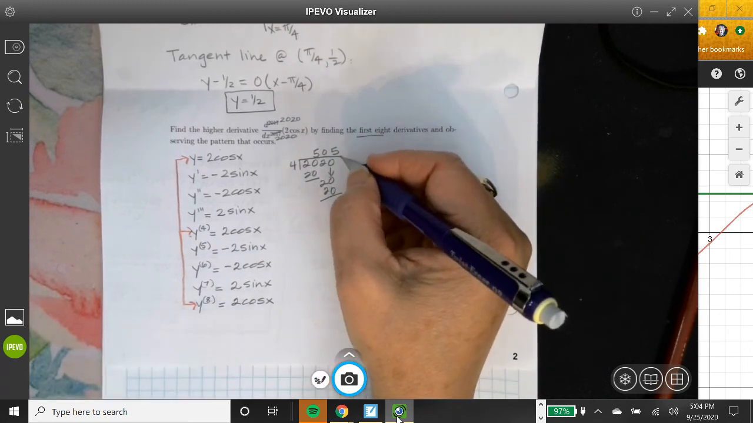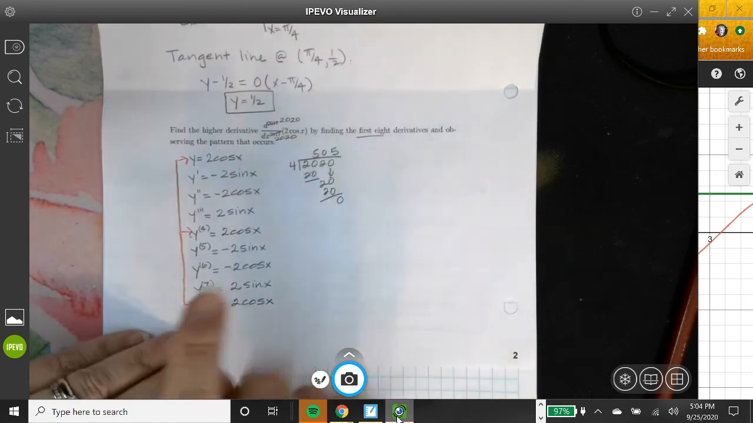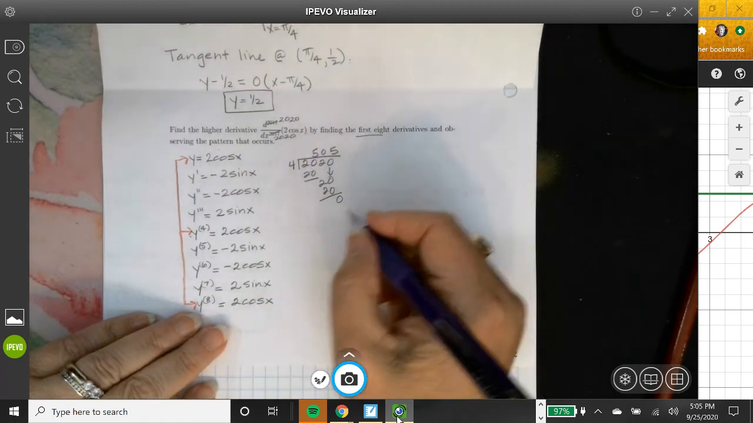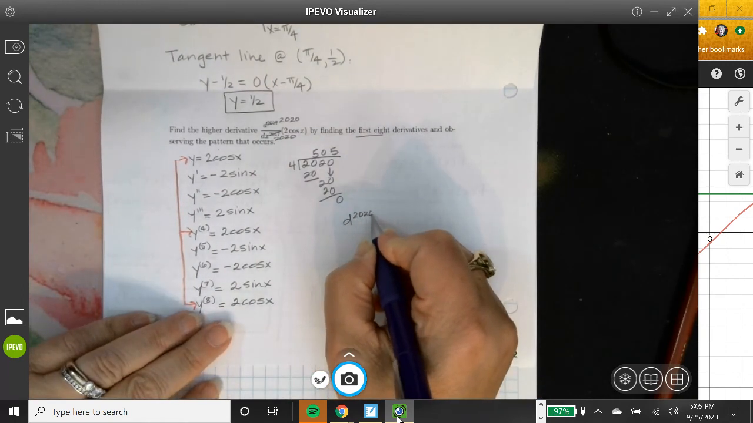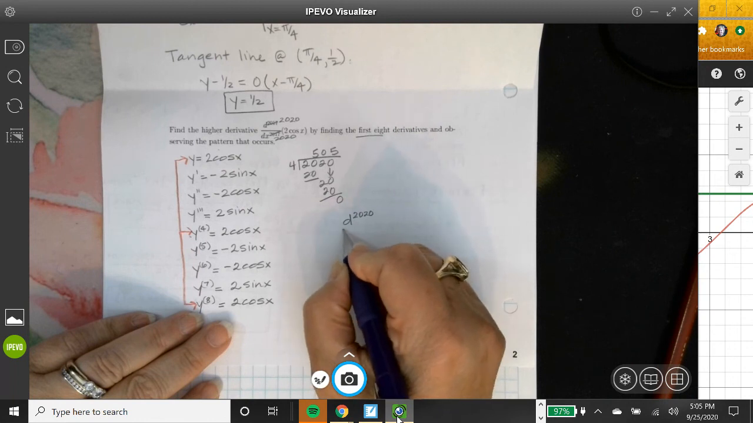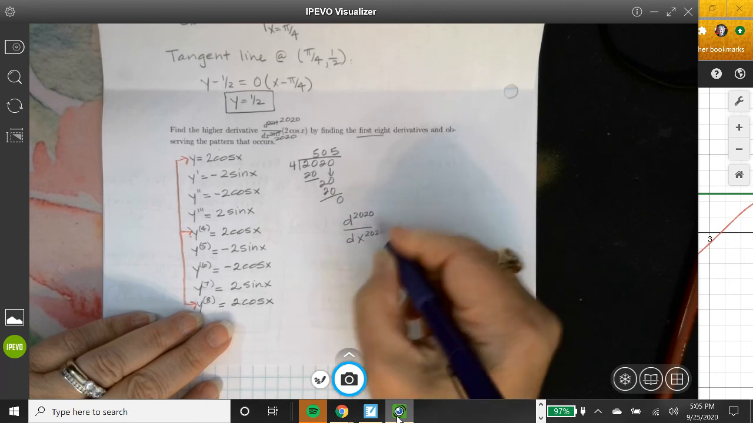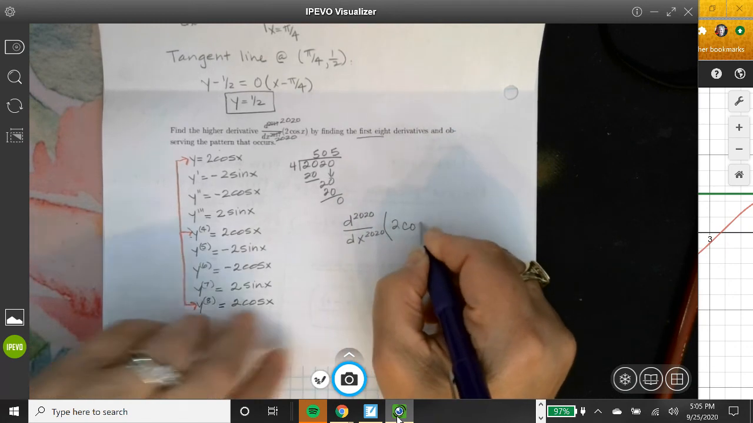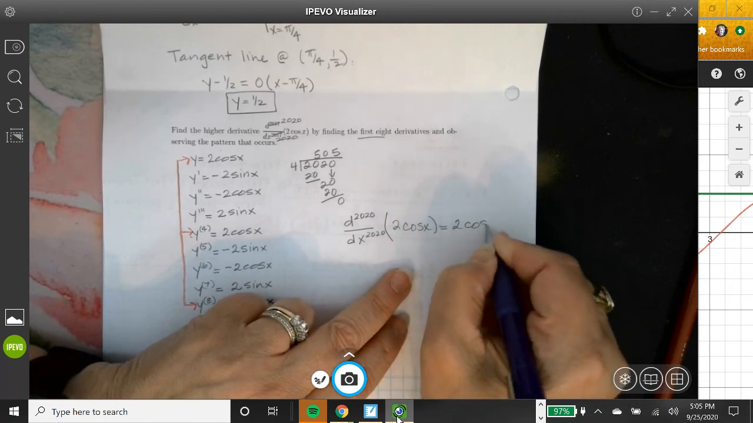So if there's no remainder, that means I'm going to go through this pattern 505 times, and I'm going to end up on 2 cosine x. So the 2020th derivative of 2 cosine x is equal to 2 cosine x.